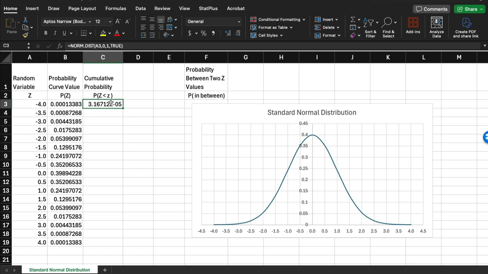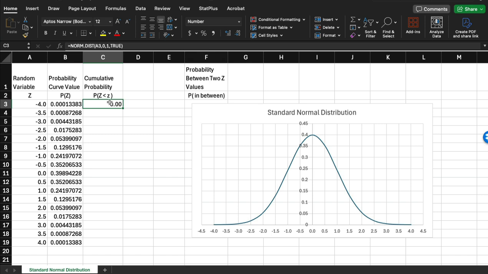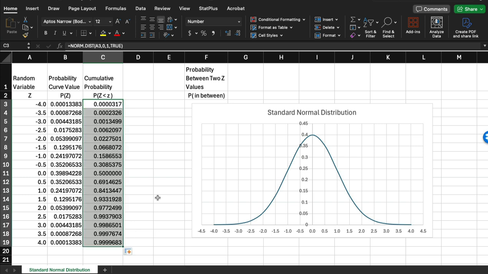And that is a very tiny decimal, which is why you see it in scientific notation there. So let's change that from scientific notation to just a number format. And it just shows up as 0 because there's only 2 decimal places. So let's increase the number of decimal places that are displayed, and that will give us the actual probability of any z value being less than -4, and that is extremely small. So we're going to again choose that anchor in the lower right corner and fill the formula down.